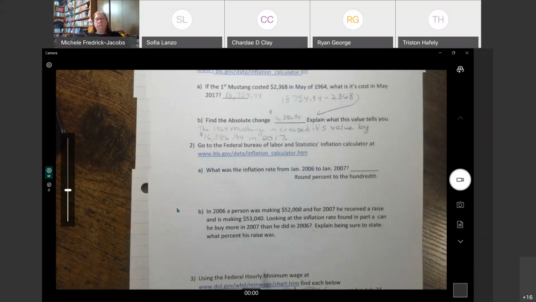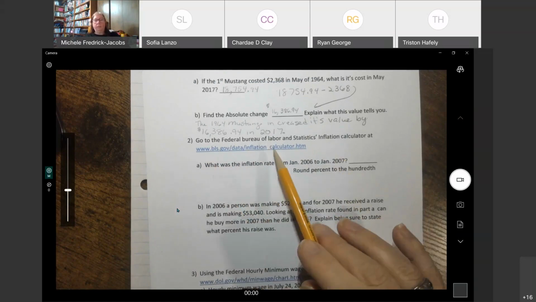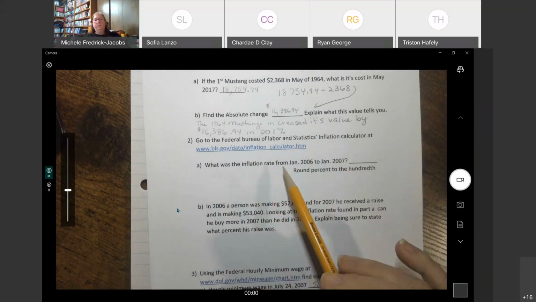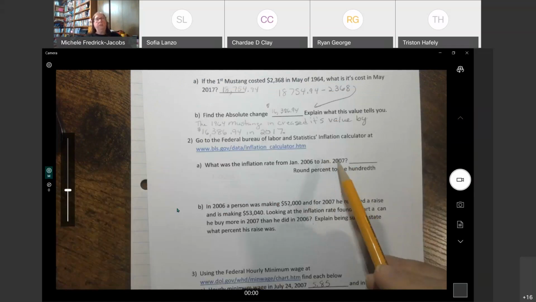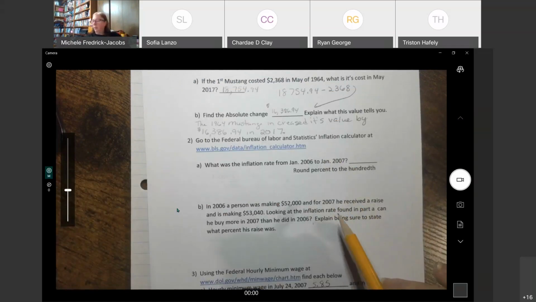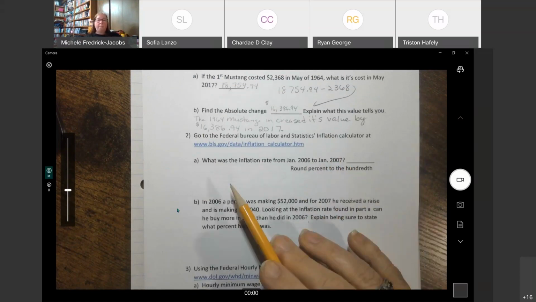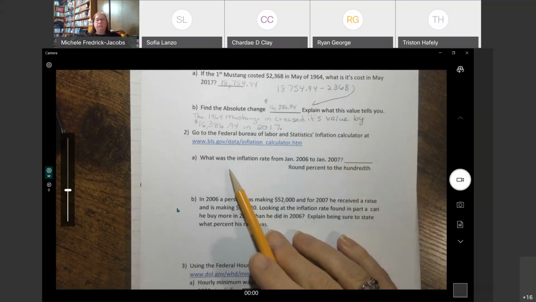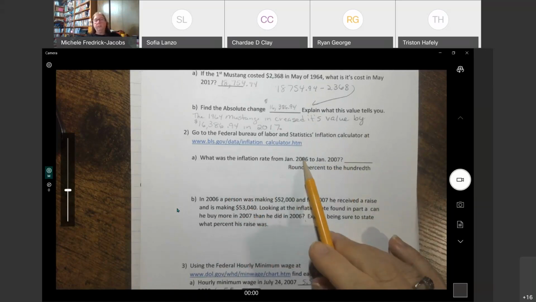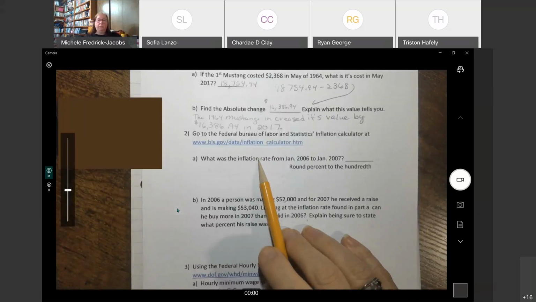The next question says to go to the inflation calculator, which is the same one. What is the inflation rate from January 2006 to January 2007? And I won't give you, the one homework problem where one of the years wasn't in our inflation calculator. The years will be there. You will only use this one. And that's why I said you should have it open ahead of time. It's the only one you're going to use. Inflation rate is relative percent change.